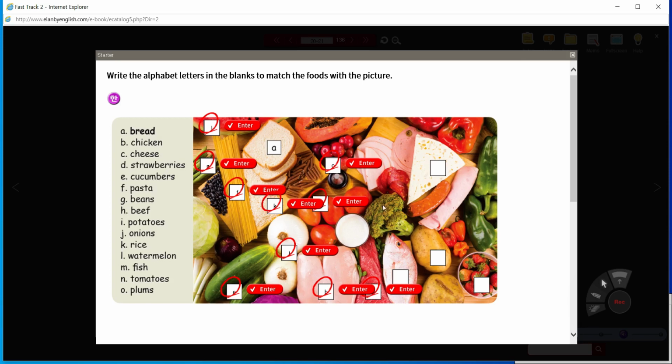Good. Down here, we see this fish, and that's what we would call the meat. So when we eat fish, we call it fish. When we eat chicken, we call it chicken. But when we eat cows, we call it beef. So this fish is letter M.